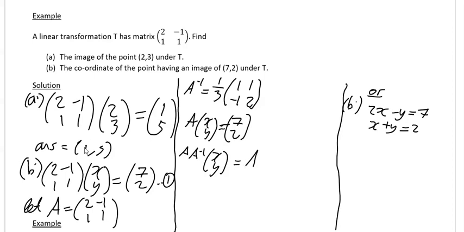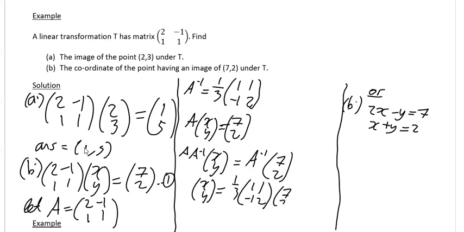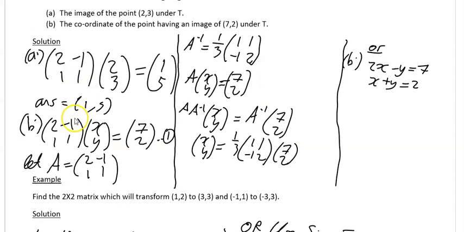A to the minus 1 times the (7, 2). So A times A to the minus 1 is just going to be I, so that can just disappear. That's just (x, y) is equal to, and then we'll just write that in as normal. That's going to be 1, 1, minus 1, 2 times 7, 2. And if we do that out and see what we get, I'm running out of space here.